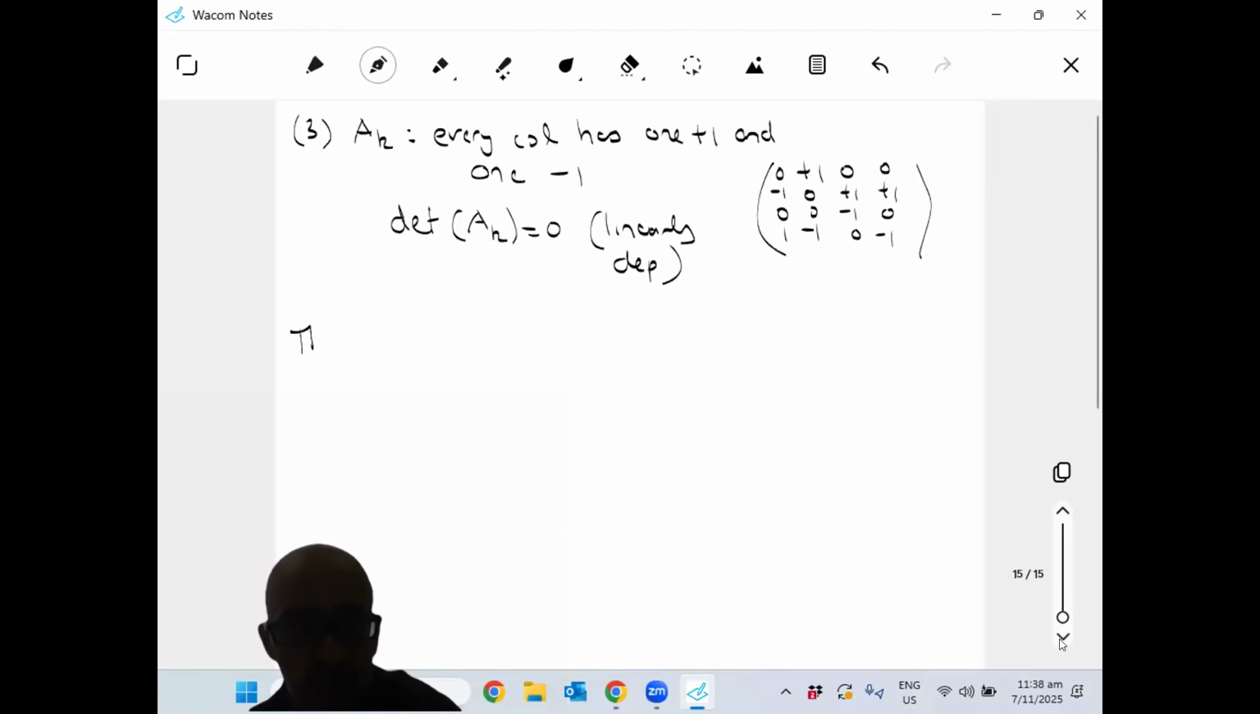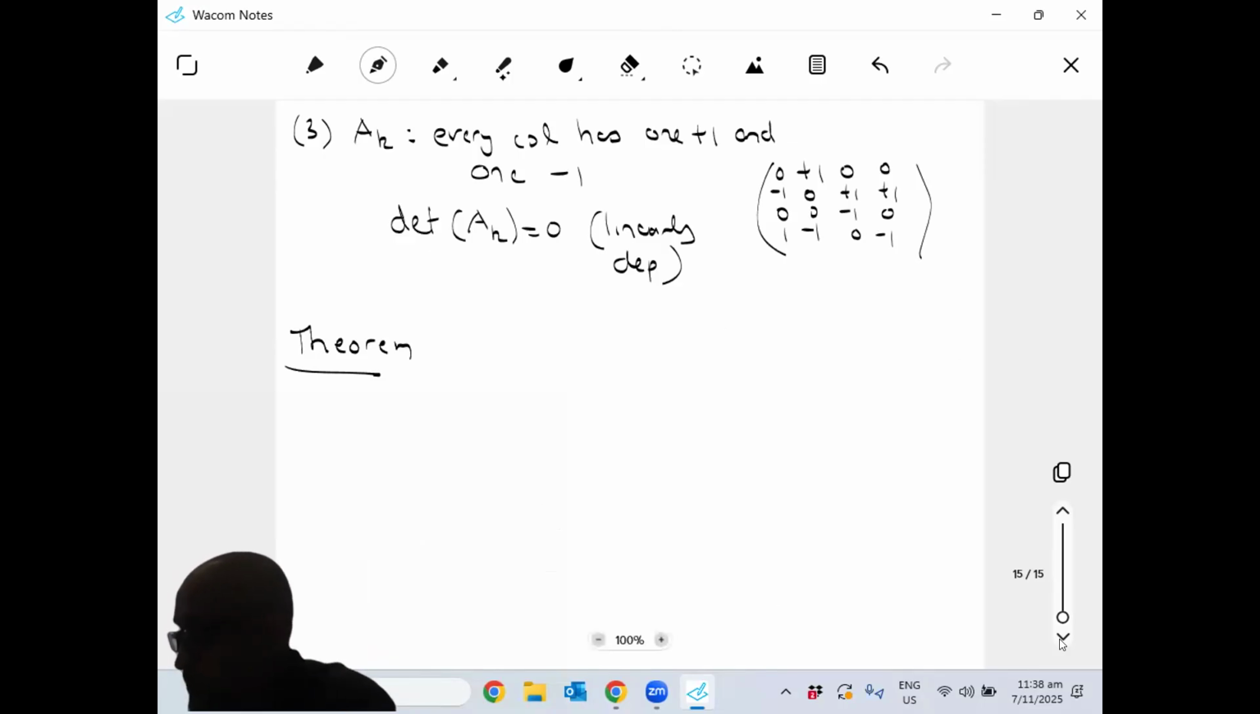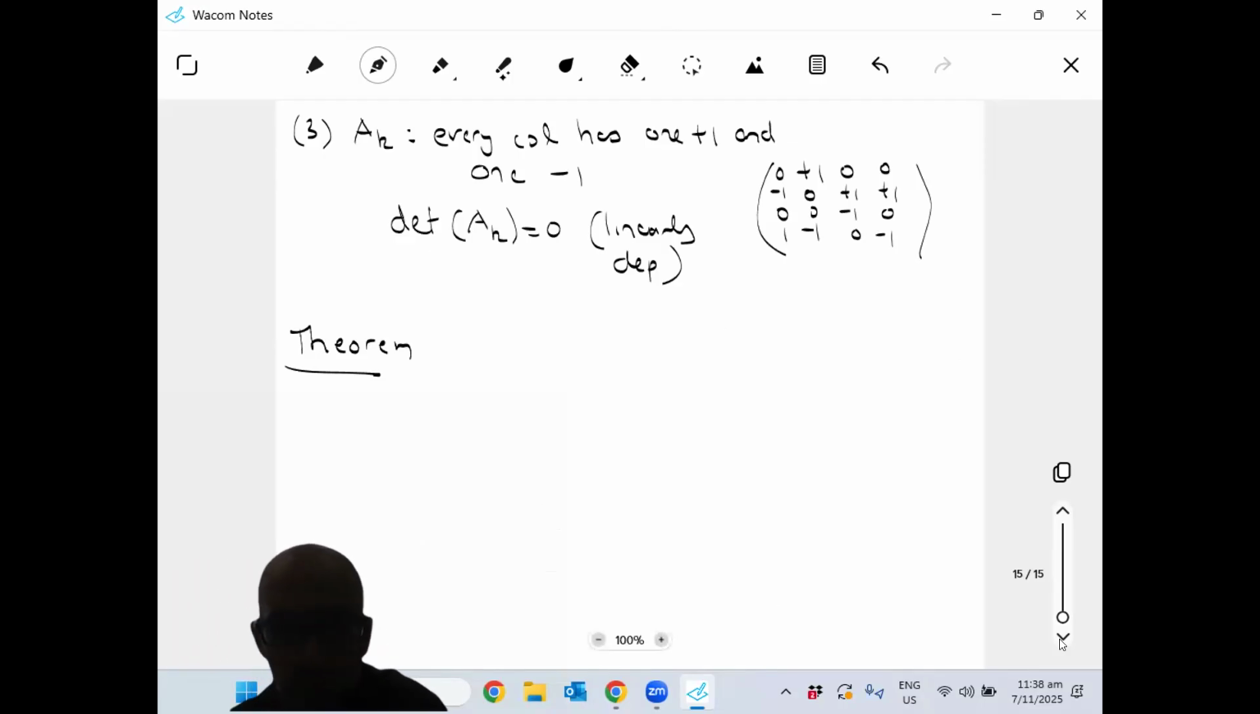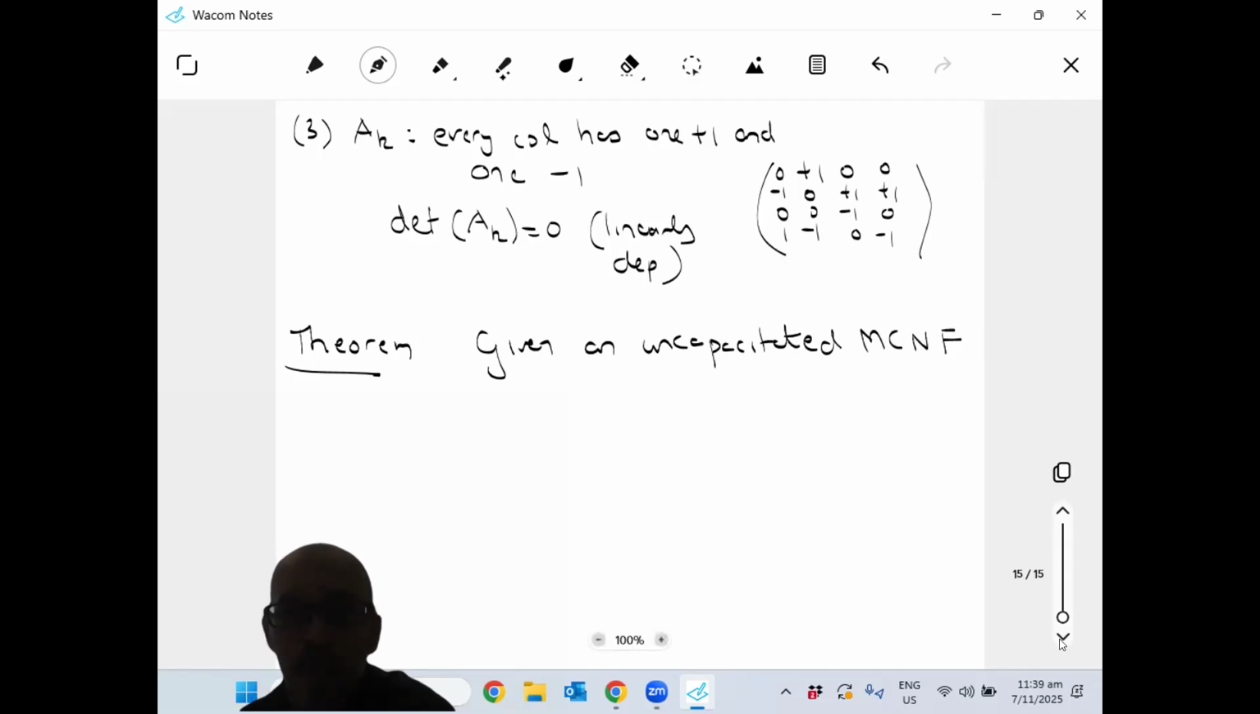Okay, so theorem, and this is critical. Suppose I give you an uncapacitated minimum cost network flow problem, and let's say it's got a finite optimal cost. So I'm not looking at the unbounded case.